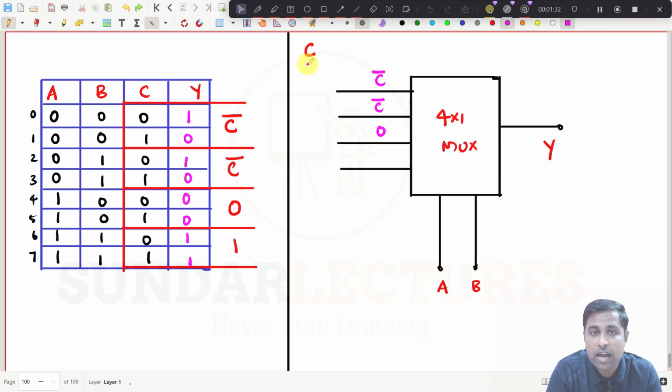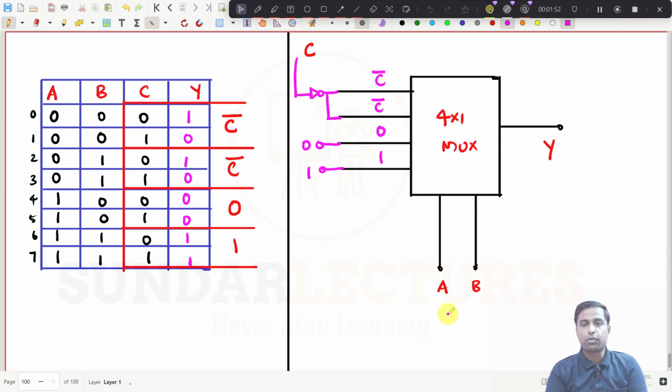Now you have to connect from C, put a NOT gate, and you connect here. Connect the same NOT gate here. And this has to be connected to, this is 1. This has to be connected to default 0, and this has to be connected to default 1. And now you check it out.